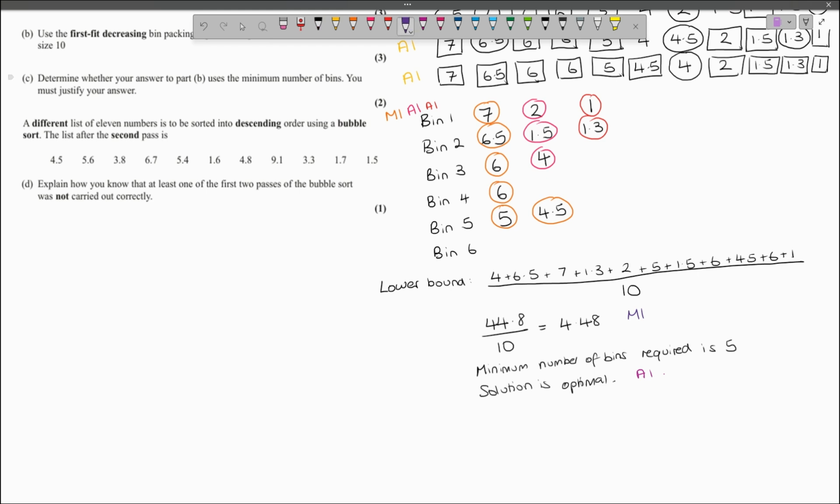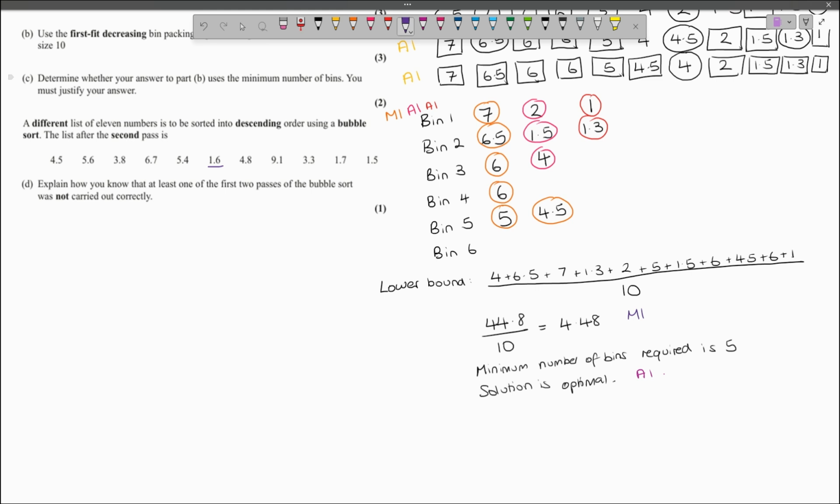And the second smallest number is 1.6. So we expect for the second smallest number to be second to last after the second pass. We see that 1.7 is in the space that 1.6 should be, which unfortunately isn't allowed. So we know that the bubble sort has not been performed correctly.